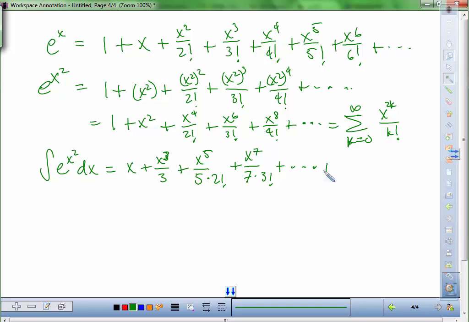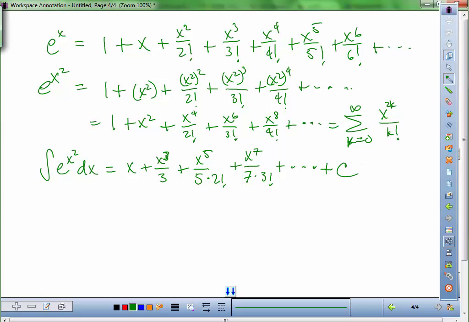I guess we should put a plus c there because it's an indefinite integral. It's a family of functions. So here's our power series expansion for a function that we didn't have a closed form to describe it with. Okay? So the idea with power series is that you can integrate and then differentiate it, and then we should get, you know, the corresponding derivatives and integrals.